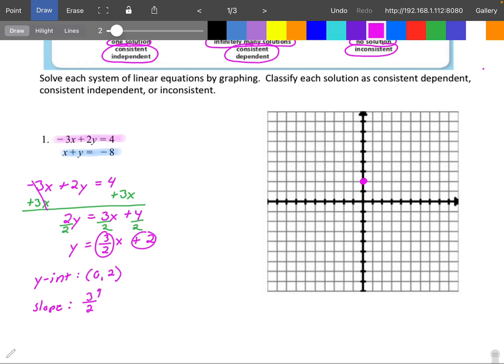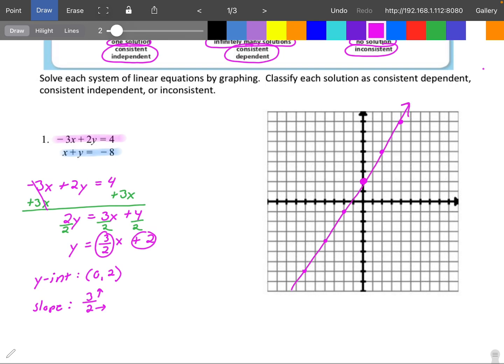So since that 3 is positive, that's up 3, and the 2 is positive, so that's right 2. So up 3, right 2, up 3, right 2, or I can go backwards, down 3, left 2, down 3, left 2, and over and over and over. All right, so there is my first line.